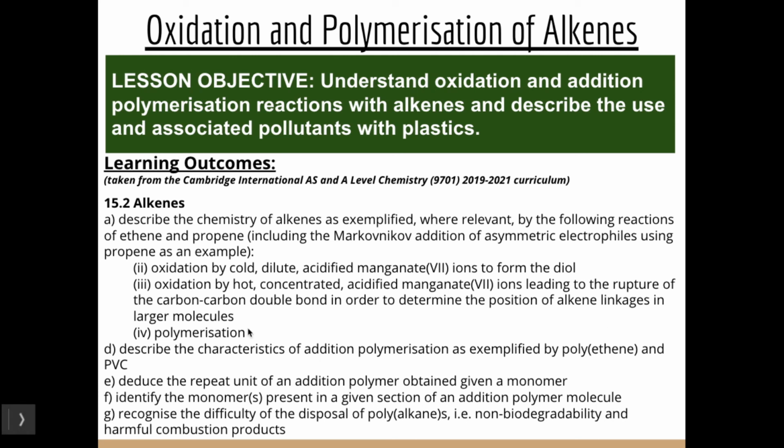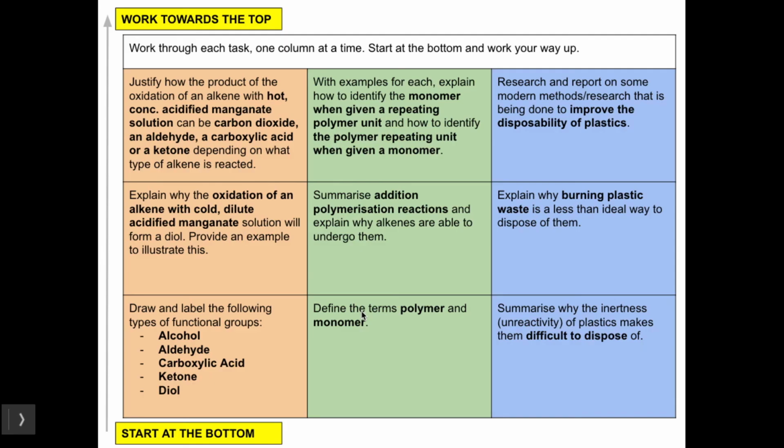And then we discussed polymerization. Describe the characteristics of addition polymerization as exemplified by polyethene and PVC. Deduce the repeat unit of an addition polymer obtained given a monomer. Identify the monomers present in a given section of an addition polymer molecule. Recognize the difficulty of the disposal of polyalkanes, the non-biodegradability, and harmful combustion products.